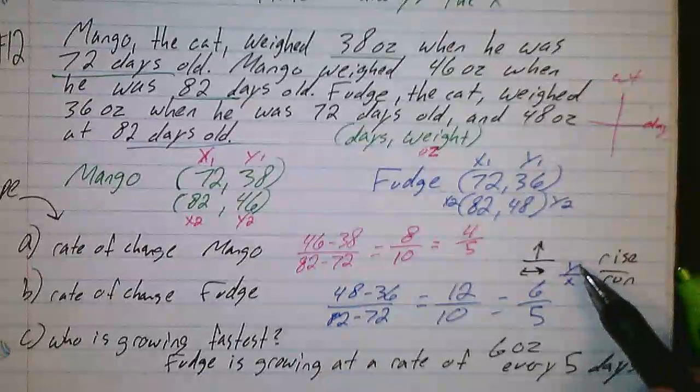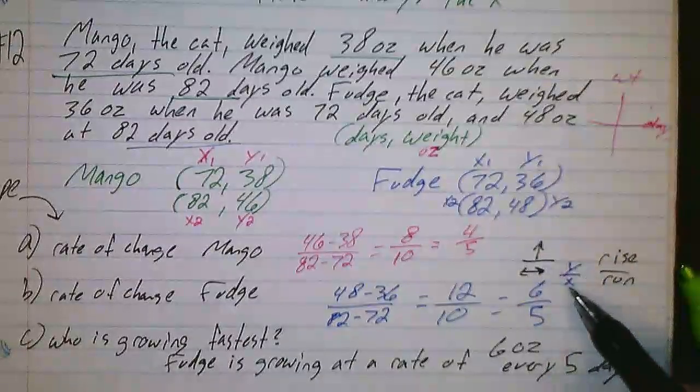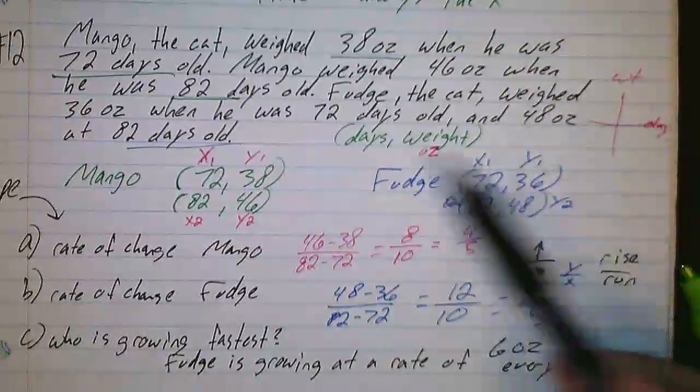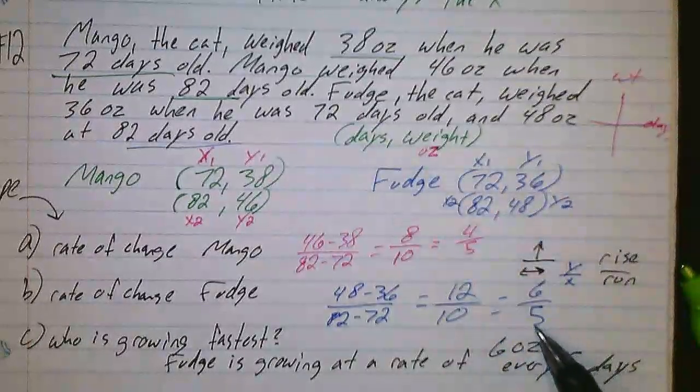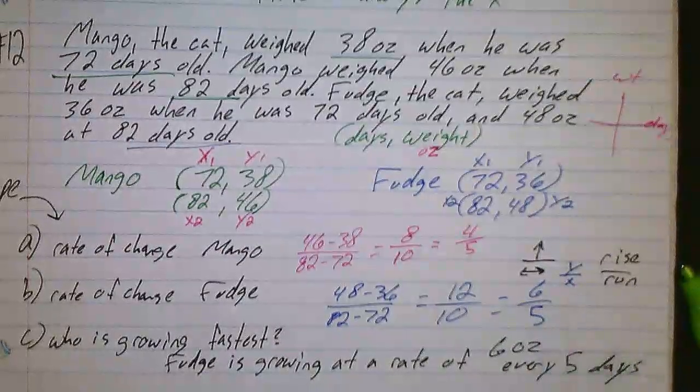So we're really talking about vertical, that's our y, and horizontal, that's our x. So our y value was the weight. Our x value is the number of days. 6 ounces every 5 days.